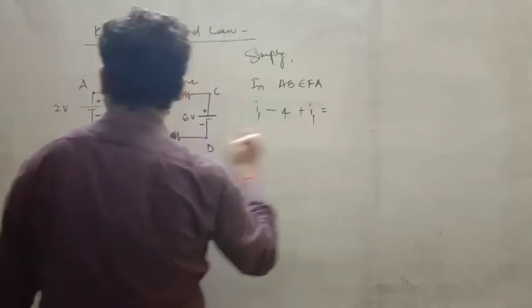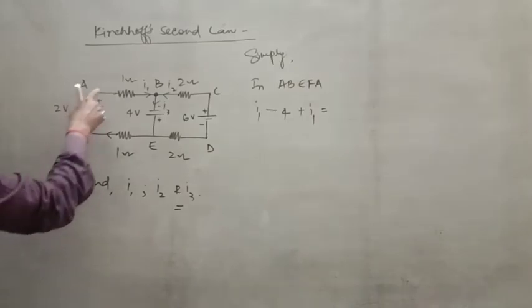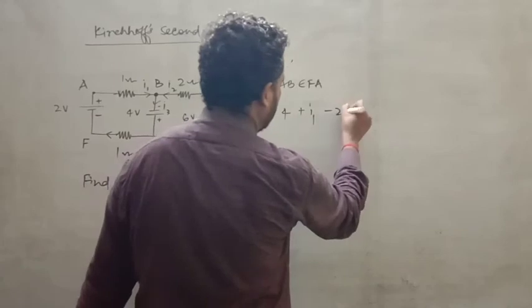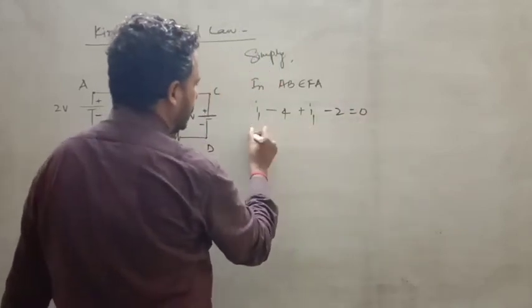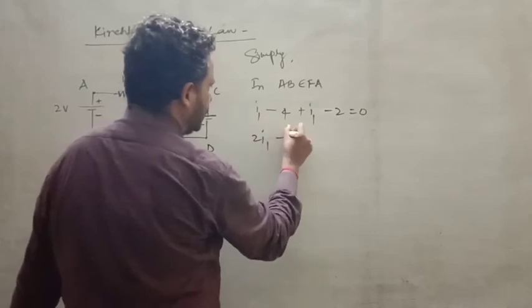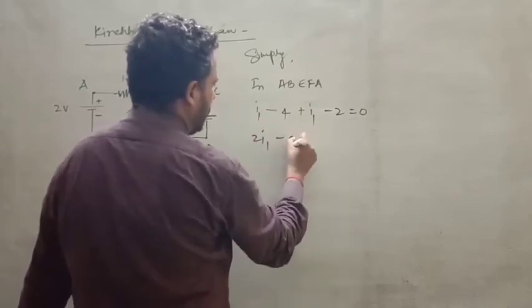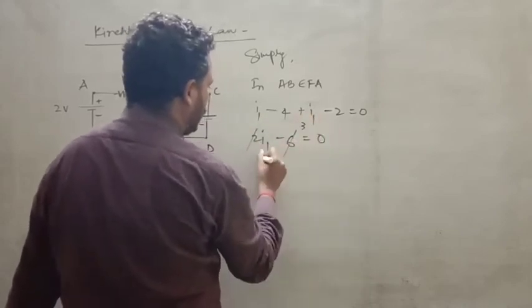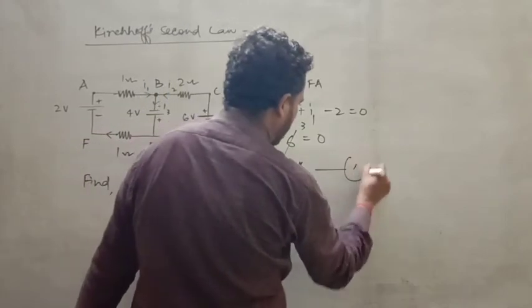No, one more EMF be there. You are again entering from negative to positive, so this one is minus 2 and that is equal to 0. So what you are seeing from here, this one is 2I1 minus 4 and minus 2, this one is minus 6, equal to 0. Now divide by 3, so your I1 is equal to 3 ampere. So you have got one result.